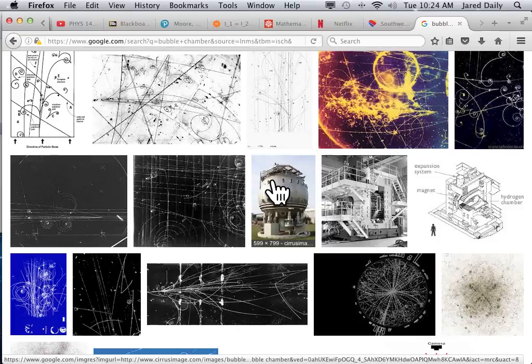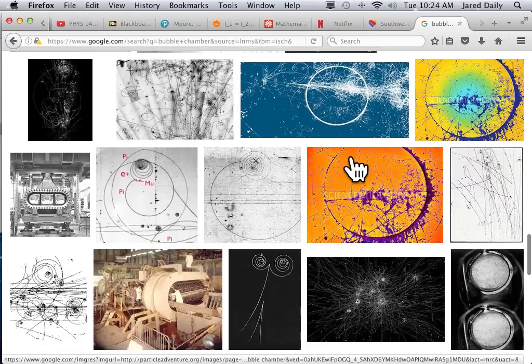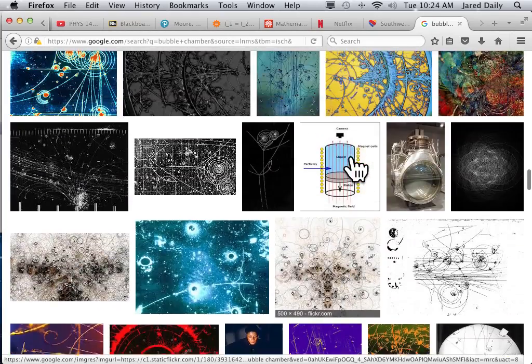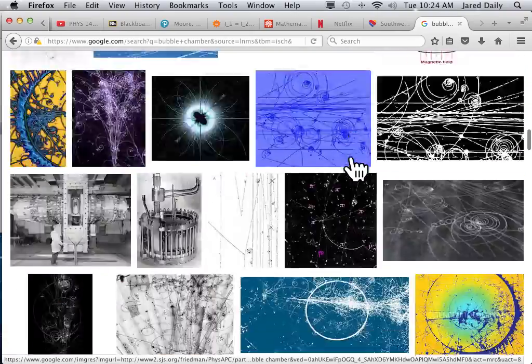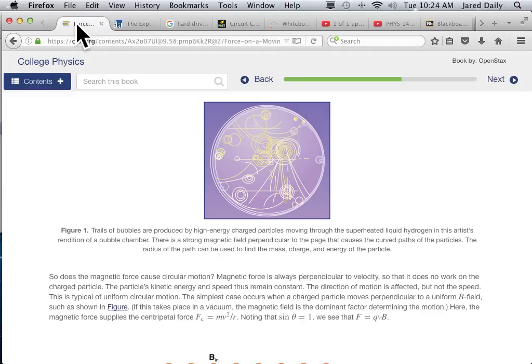So if you ever have a chance to see a bubble chamber in person, you should go see it. They are kind of cool. Anyway, so here they just have a drawing of one of these.